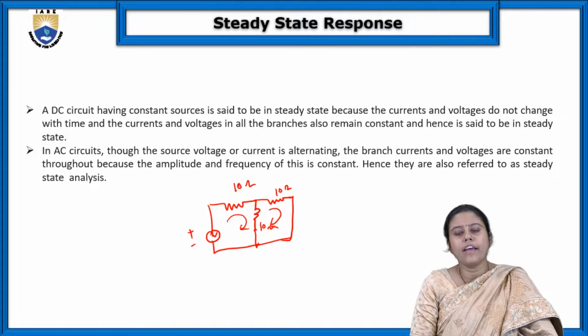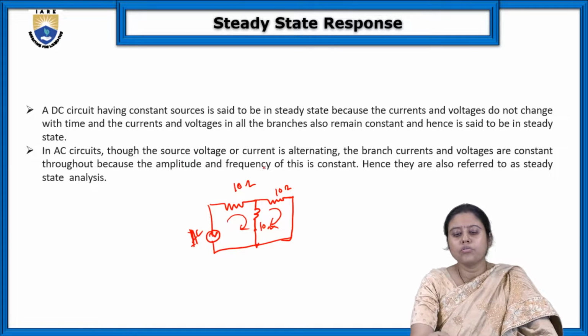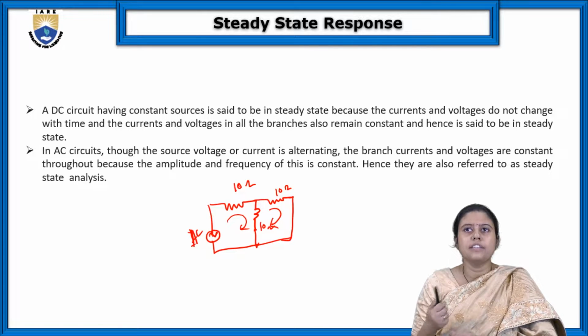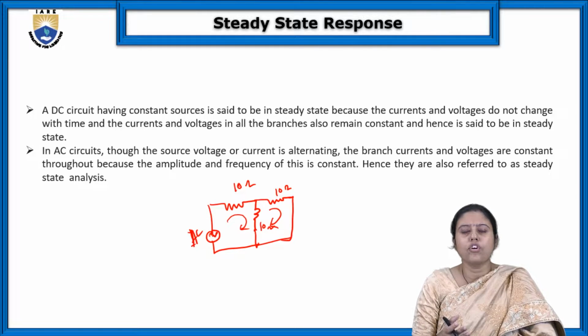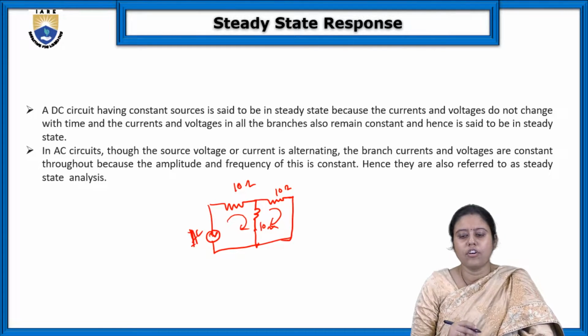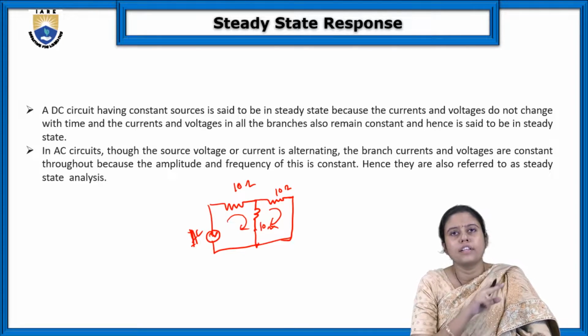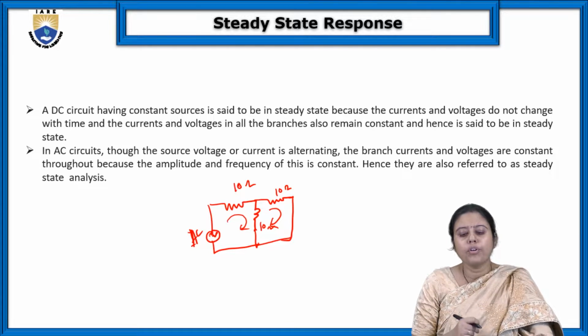What happens if we give an AC source here? If we give an AC source, the source voltage and current are alternating, and the branch currents and branch voltages are also not constant, because their phase is changing. But the amplitude and frequency are constant, and then we call it the steady state condition. So in the case of the AC source, though the voltage and current are changing, if we plot the amplitude and the frequency, both are constant.